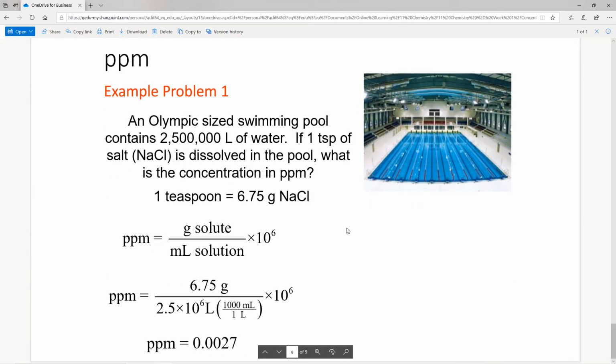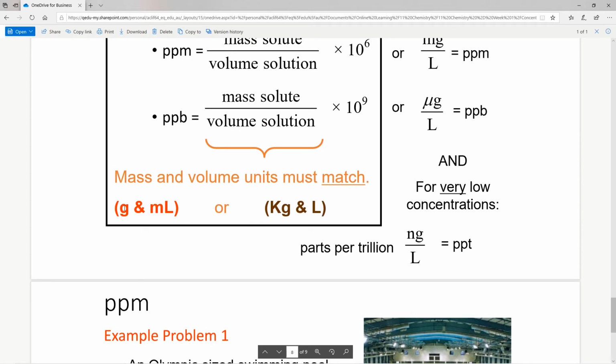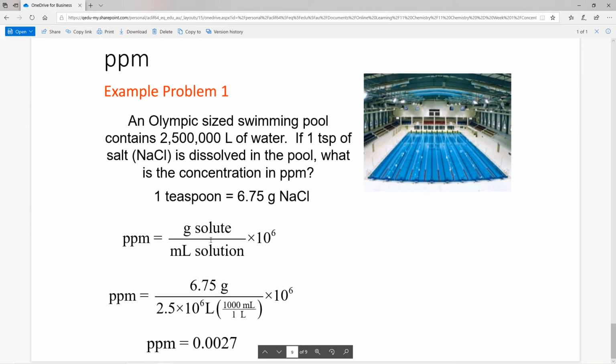So we've got an example problem of this for ppm, which is an Olympic-sized swimming pool contains 2.5 million liters of water. If 1 teaspoon of salt is dissolved in the pool, what is the concentration in ppm? So 1 teaspoon of salt is 6.75 grams, and we have 2.5 million liters of water. So again, they must match. So we either need to make the grams into kilograms, or we need to make the 2.5 million liters into milliliters.